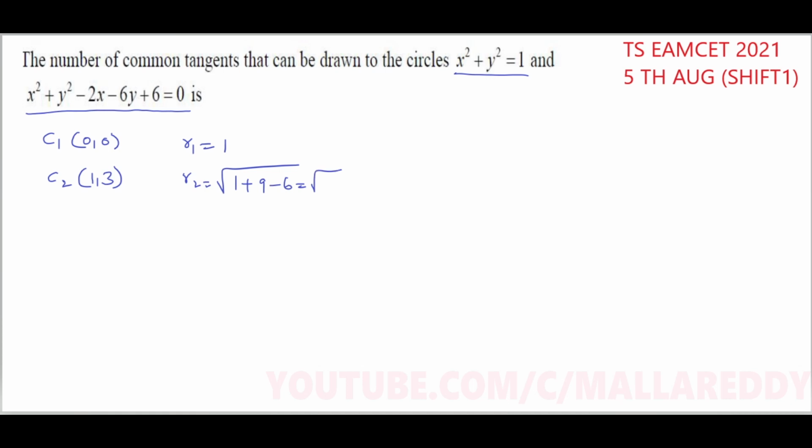The number of common tangents that can be drawn to the circles x square plus y square equals 1 and x square plus y square minus 2x minus 6y plus 6 equals 0 is? So first we find the centers. C1 of the first circle is (0, 0) and the radius R1 is 1. The center of the second circle C2 is (1, 3), and R2 is equal to the square root of g square plus f square minus c, that is 1 plus 9 minus 6, that is root 4.